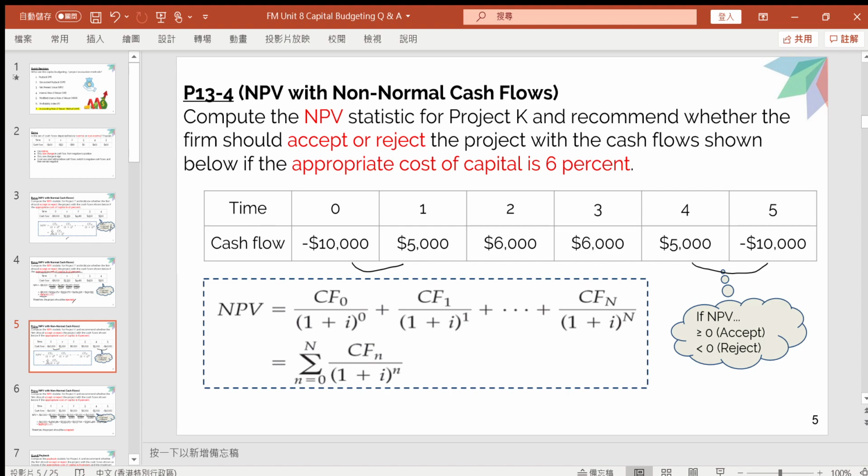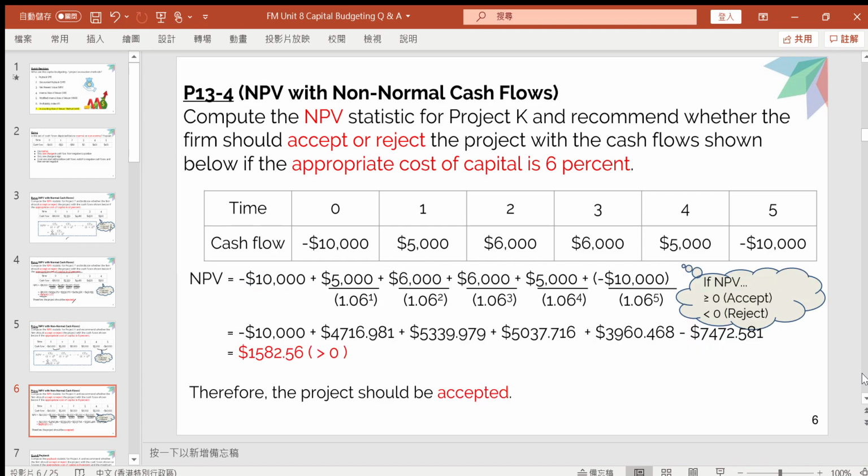Okay, same approach, we will discount all the cash flows and add them up, and finally we find that the cash flow gives us a positive figure, that is 1,582.56, which is larger than 0. Okay, that's why we will accept this project.